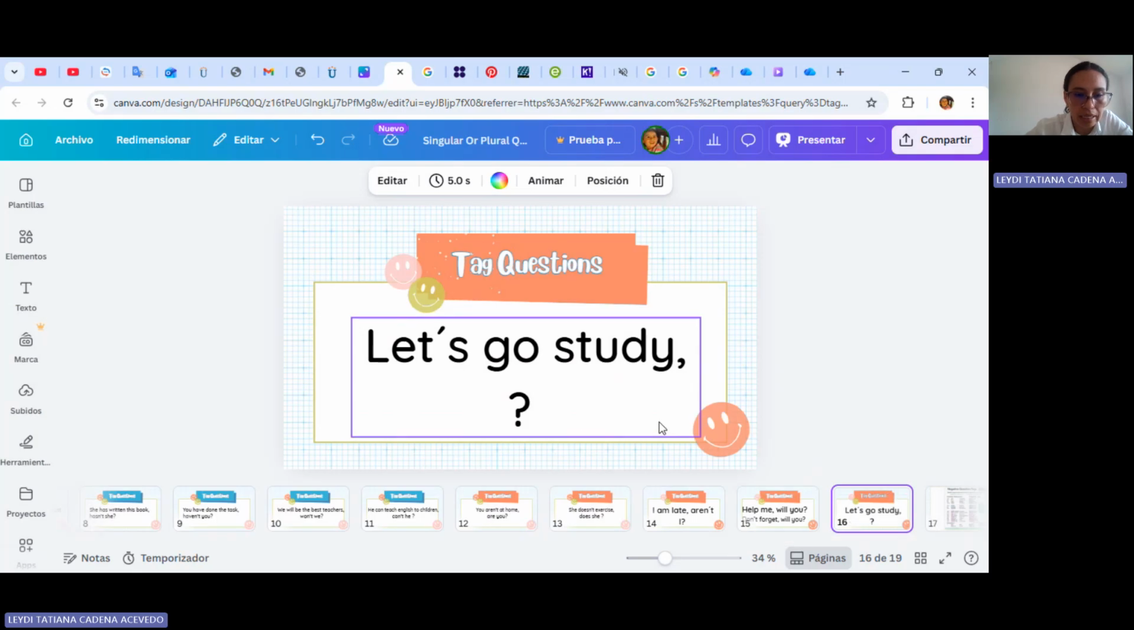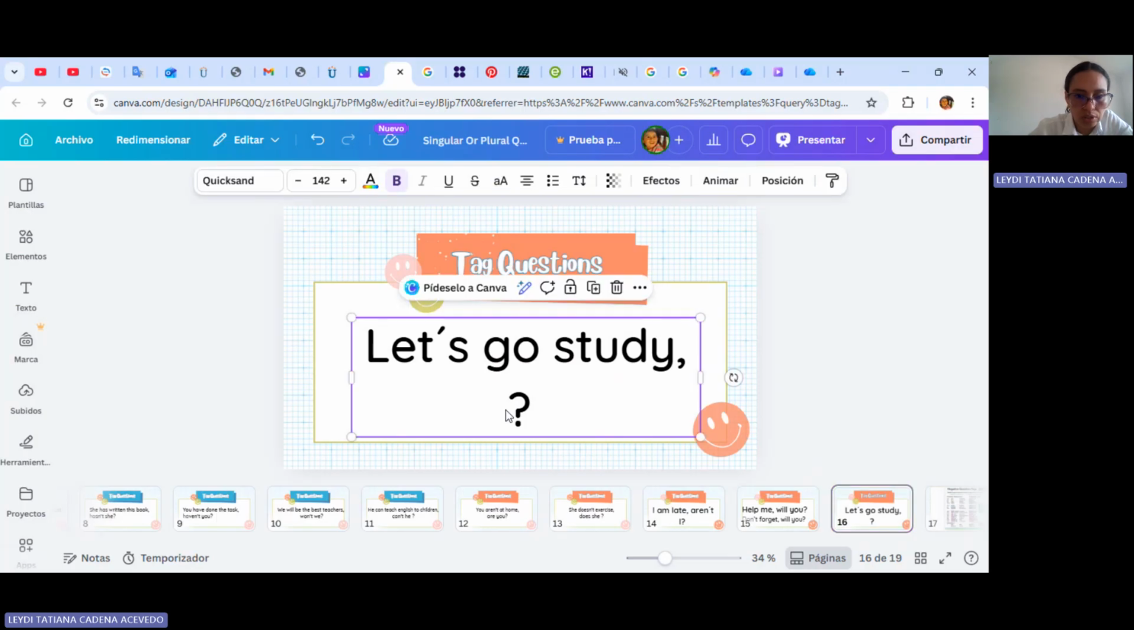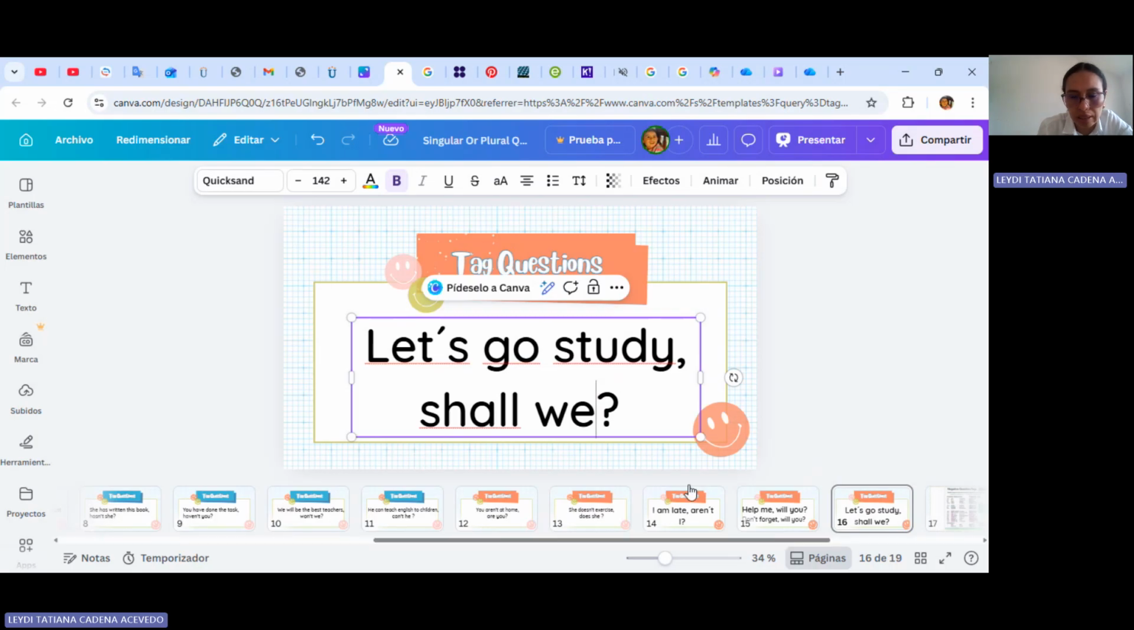And finally, for sentences with let's, we use shall we in the tag question. Let's go study, shall we? Let's go walk, shall we? Let's go eat, shall we?